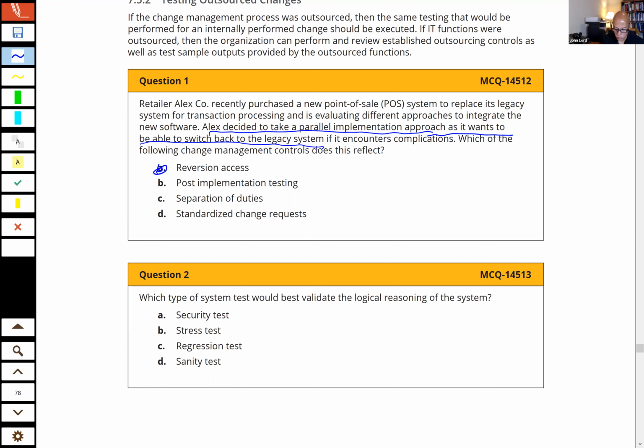Standardized change requests are going to be a way of managing the change, but that has nothing to do with running a parallel. Okay, all of these are change management controls. But for this particular description, they're talking about reversion access. Okay, good. Let's take a look at the next question now, which is getting us into some tests.